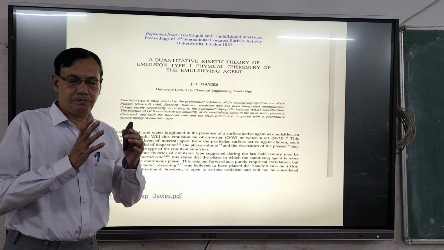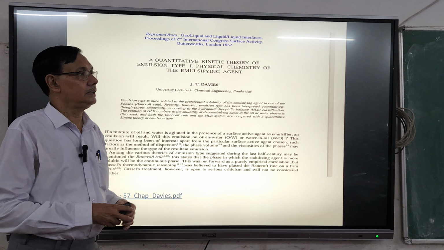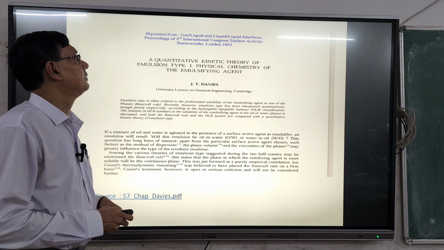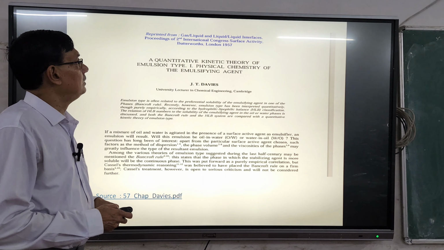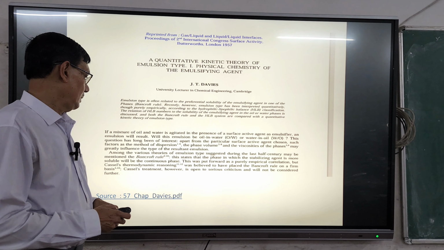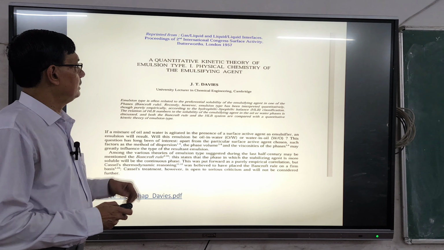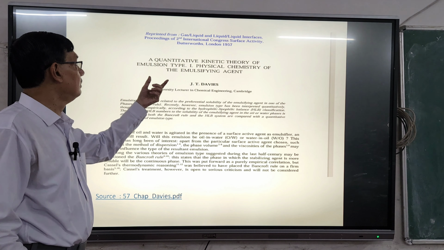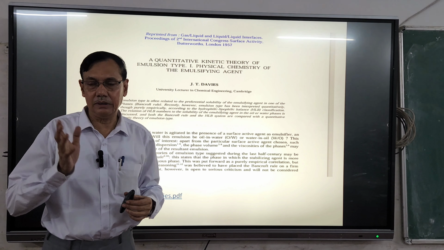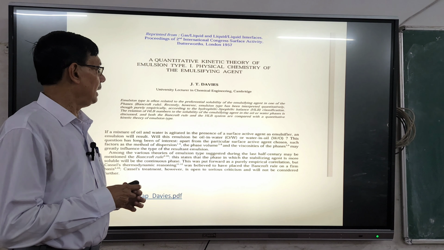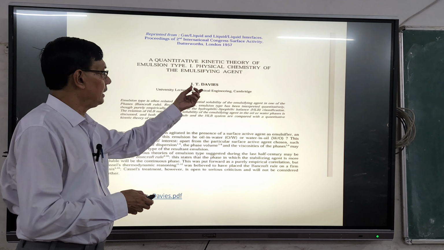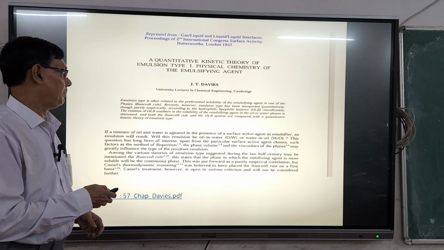After this work of Griffin, there is another scientist, J.T. Davies, and he actually determined the values, a quantitative kinetic theory of the emulsion type, because you know that it is related to emulsifiers. So I have also referred to his research paper, and I will show you some of the data I have taken from these Davies research papers.